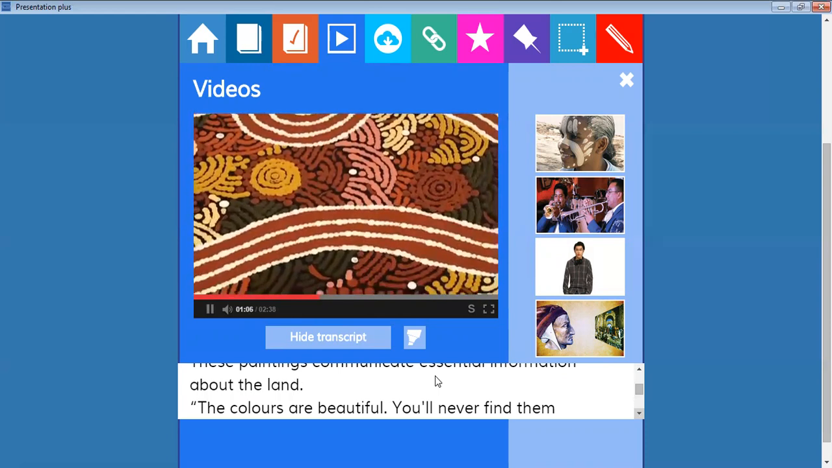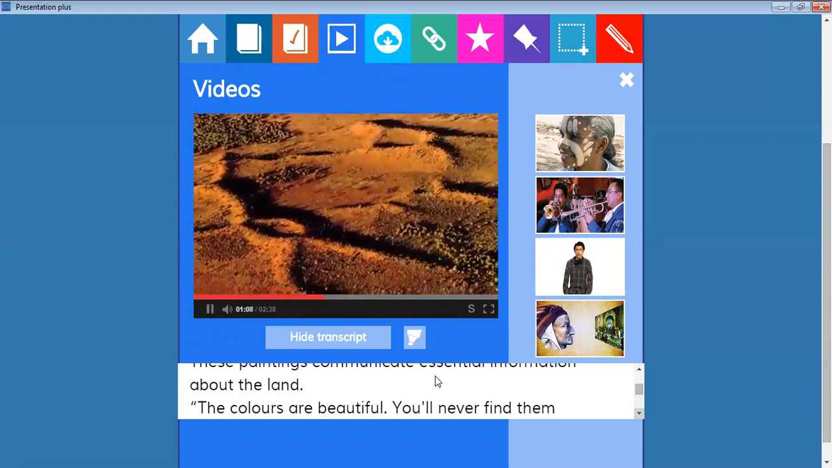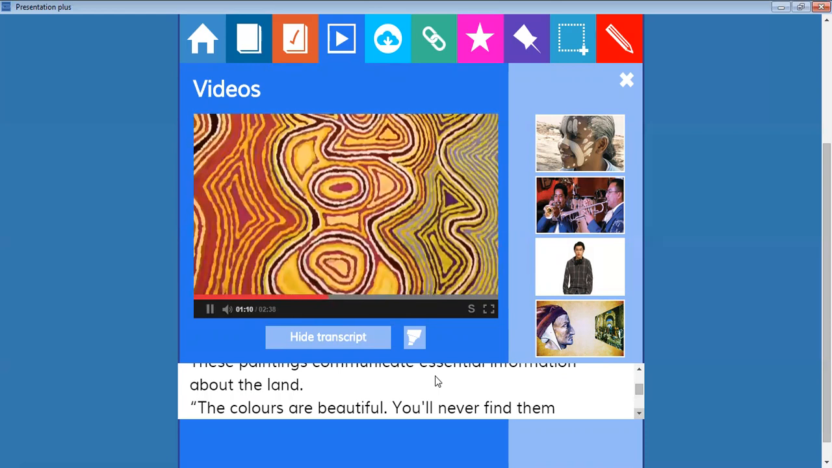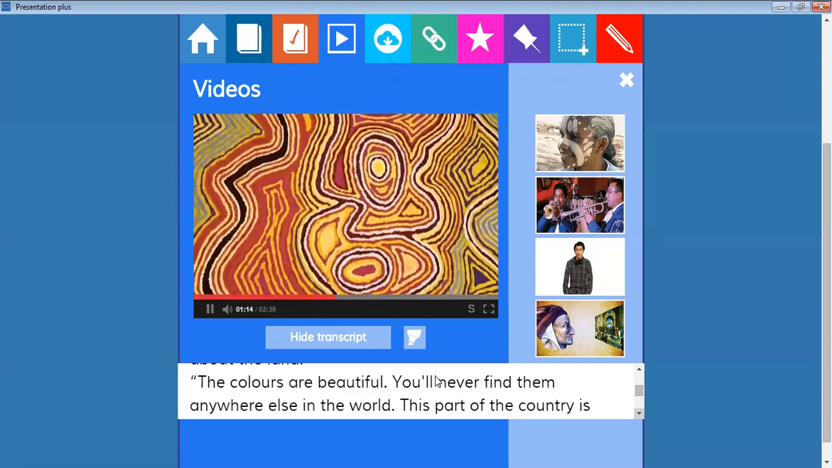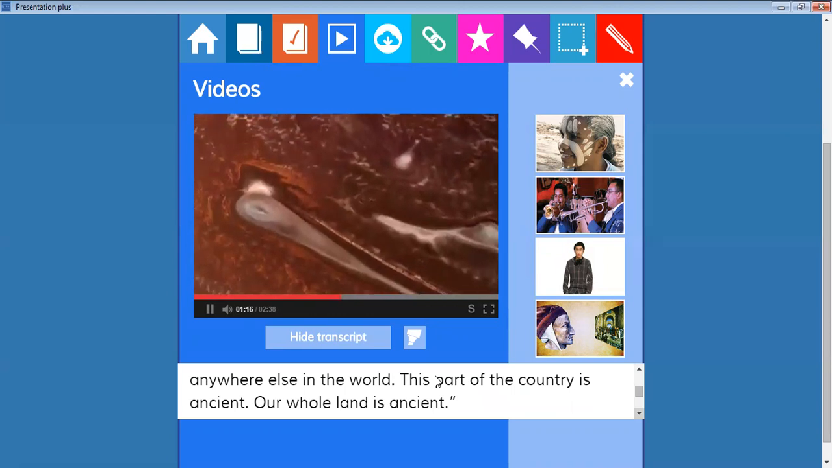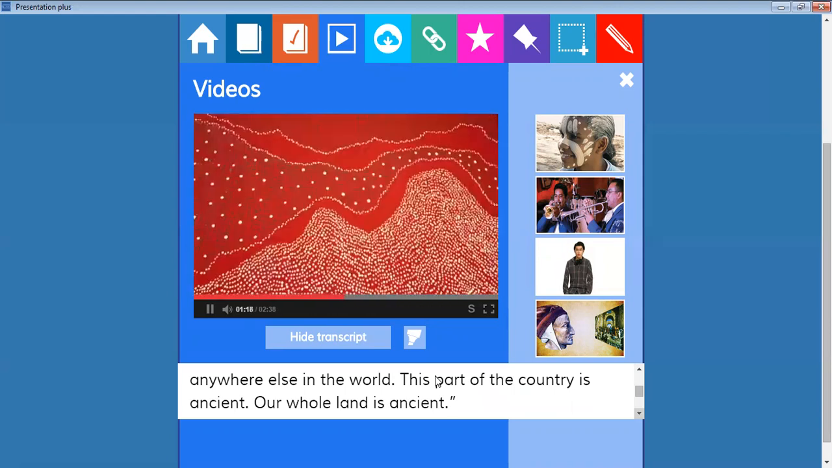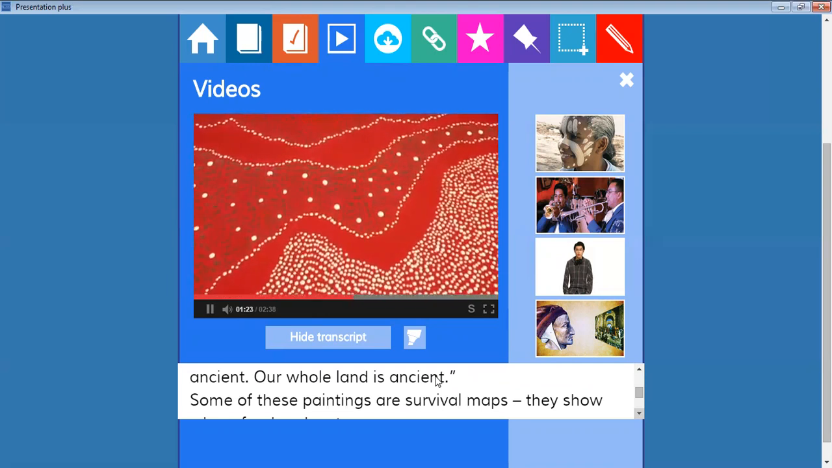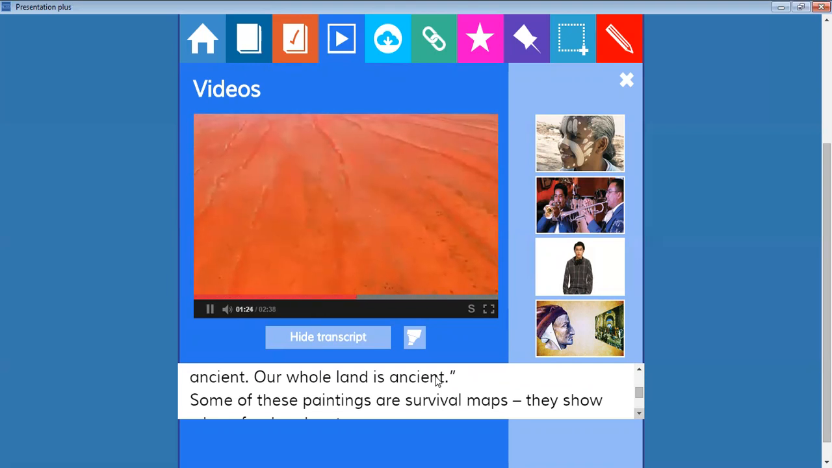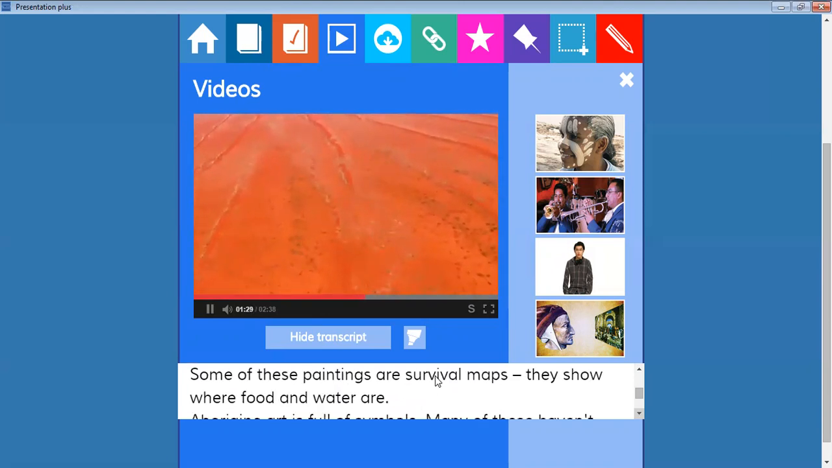The colours are beautiful. You'll never find them anywhere else in the world. This part of the country is ancient. Our whole land is ancient. Some of these paintings are survival maps. They show where food and water are.